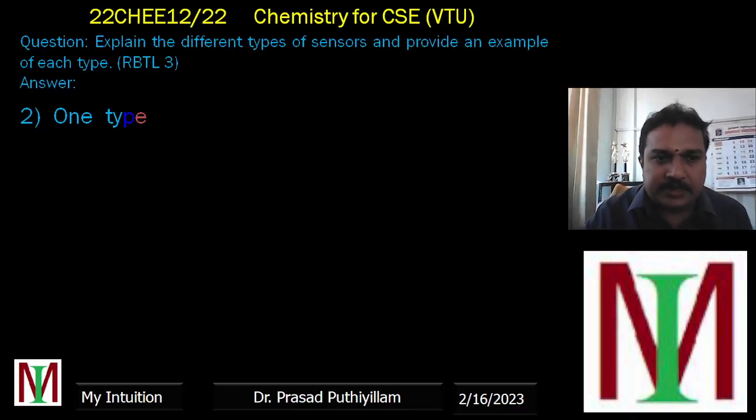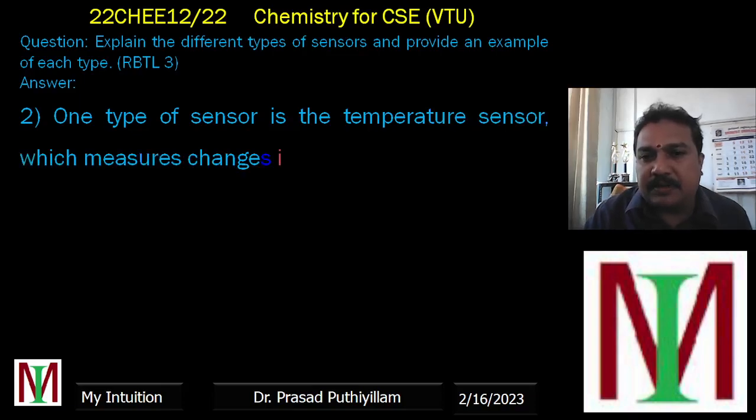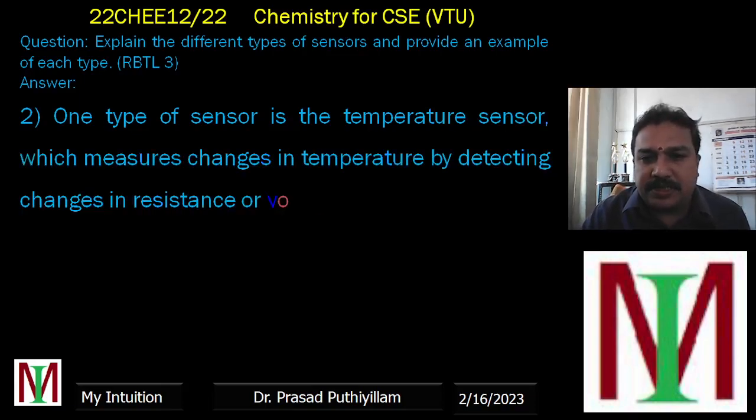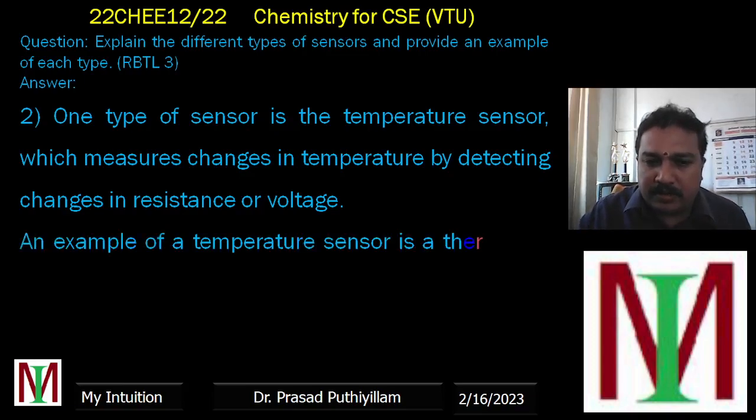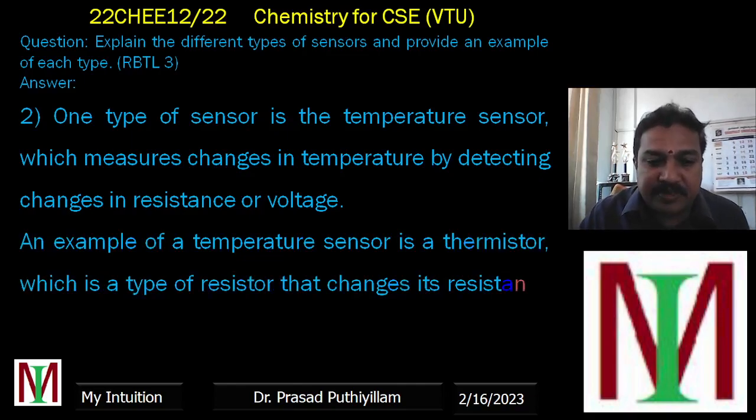Point 1. Answer. Point 2. One type of sensor is the temperature sensor, which measures changes in temperature by detecting changes in resistance or voltage. For example, a temperature sensor is a thermistor.